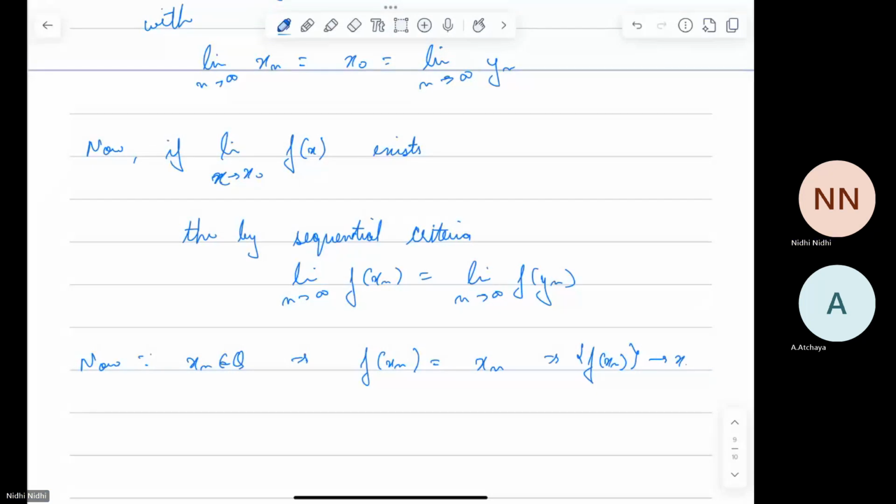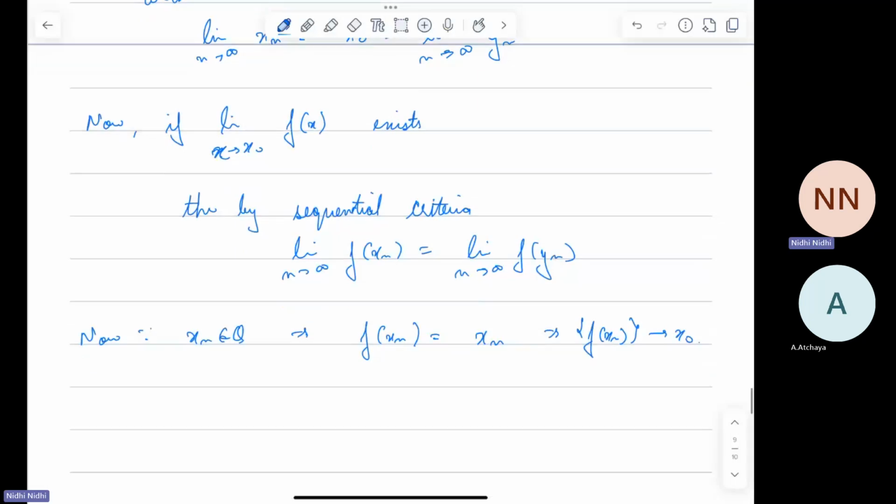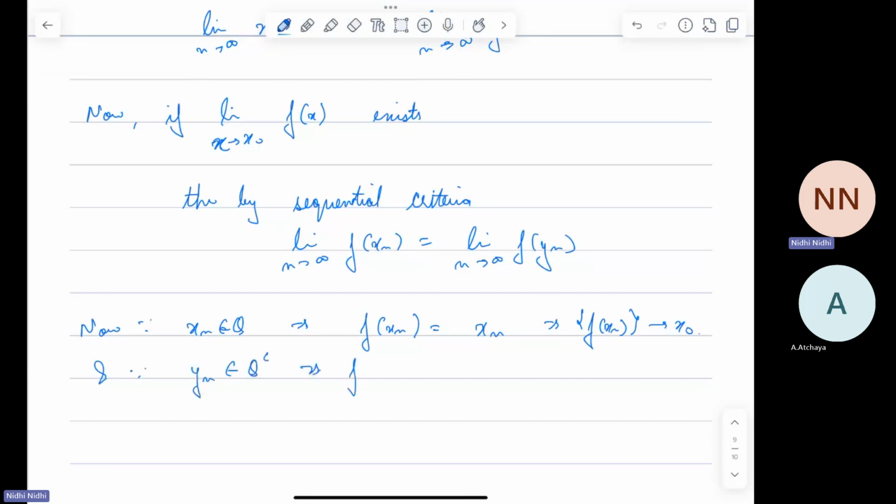And yn is irrational. This implies f(yn), by definition of the function f, will be 1 minus y. Now by algebra of limits of sequences, we can see that the sequence f(yn) will converge to 1 minus x naught because yn is converging to x naught.